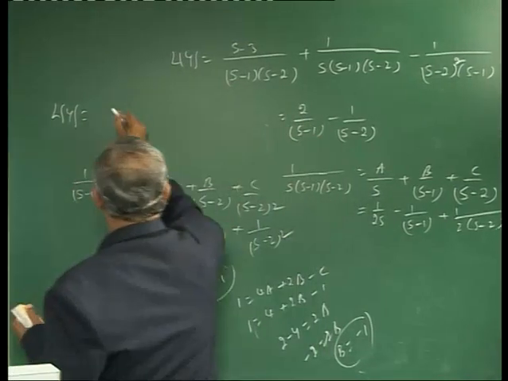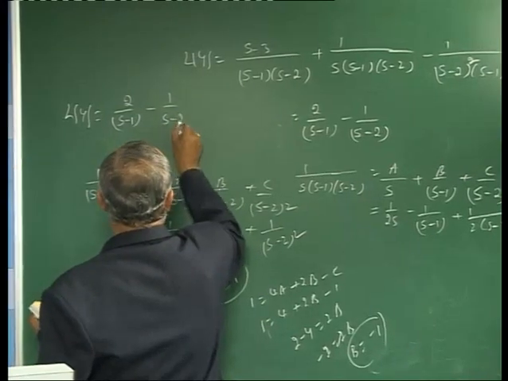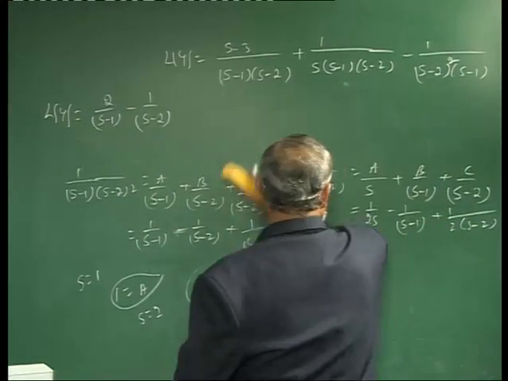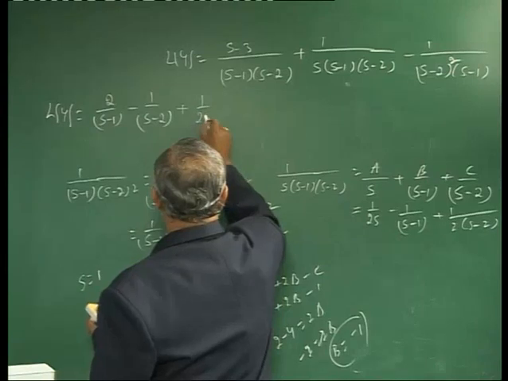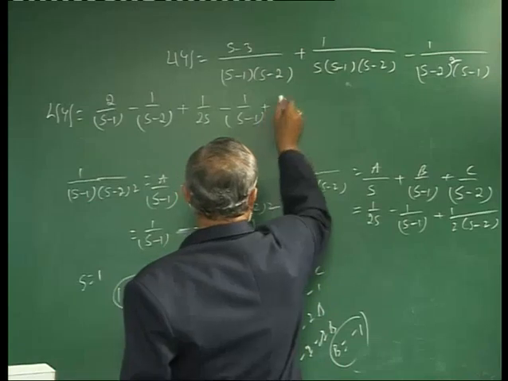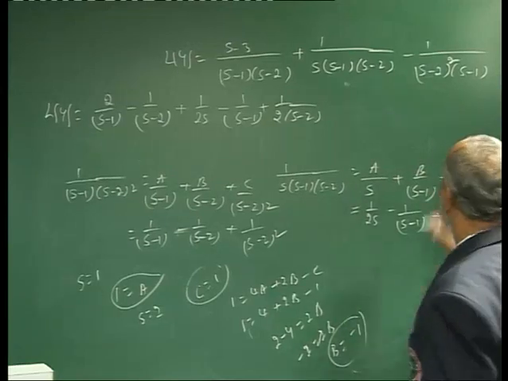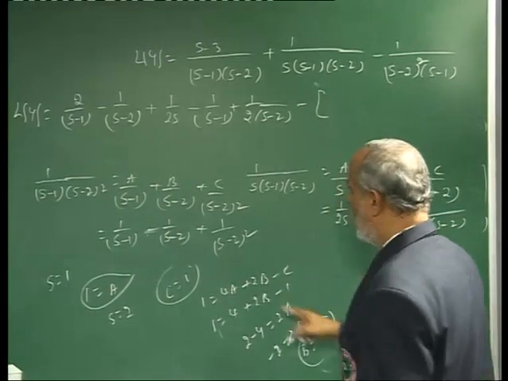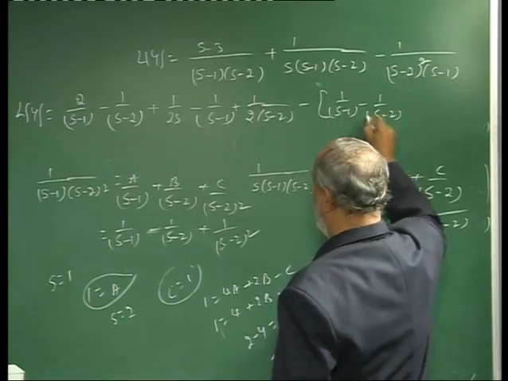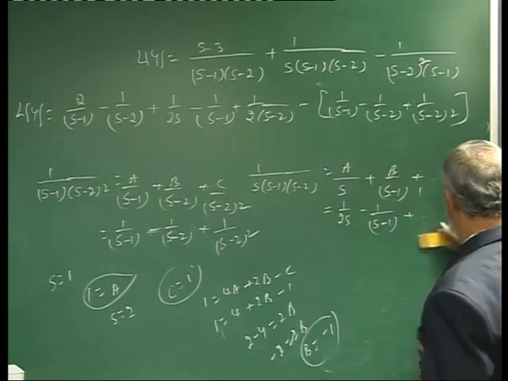L of y equals, this partial fraction is 2 divided by (s minus 1) minus 1 by (s minus 2). Next, second partial fraction is 1 plus 1 by 2s plus 1 by 2s minus 1 by (s minus 1) plus 1 by 2 into (s minus 2). Next, third partial fraction is this minus of, open the bracket, here what you get? 1 by (s minus 1) minus 1 by (s minus 2) plus 1 by (s minus 2) whole squared. Now, you can apply the inverse transform.